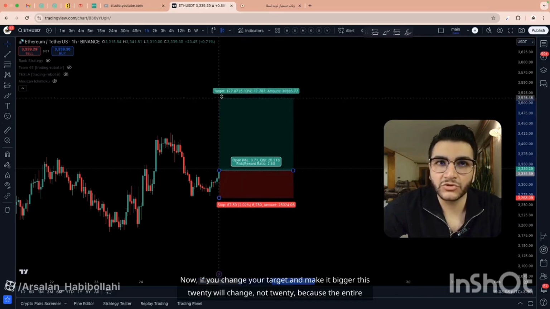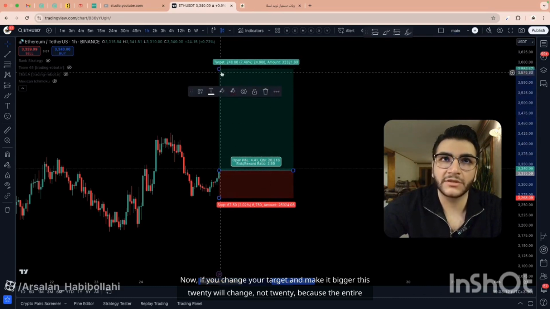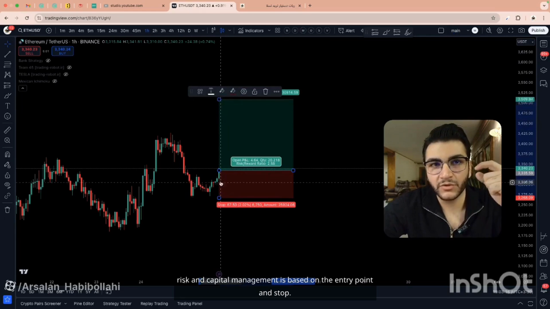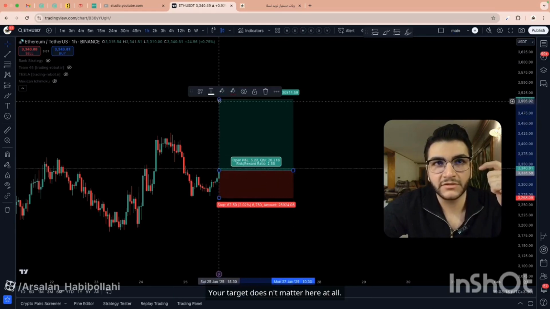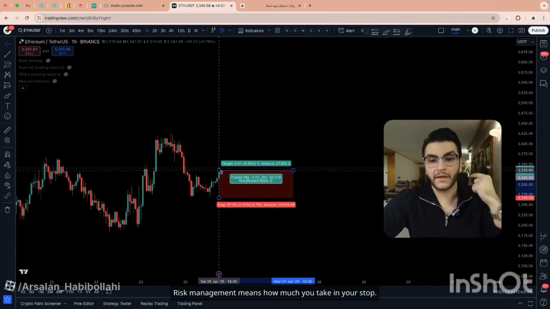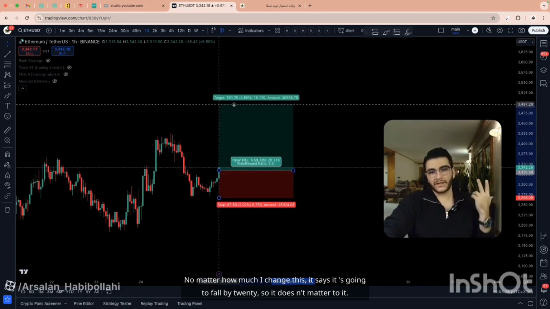Now, if you change your target and make it bigger, this quantity won't change, because the entire risk and capital management is based on the entry point and stop. Your target doesn't matter here at all. Risk management means how much you lose at your stop. No matter how much I change this, it says it's going to fall by the same amount, so it doesn't matter to it.